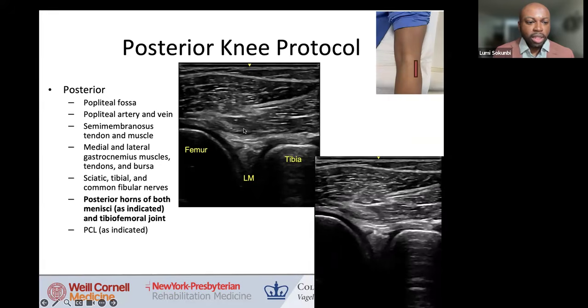So next up in this protocol, you can take a look at the posterior horns of your menisci, as well as the tibiofemoral joint. Starting off, here's an image of the lateral meniscus. You'll see this triangular structure, usually bright, hyperechoic, sitting in the cleft between the femur and the tibia.